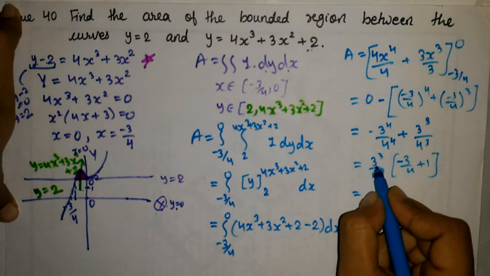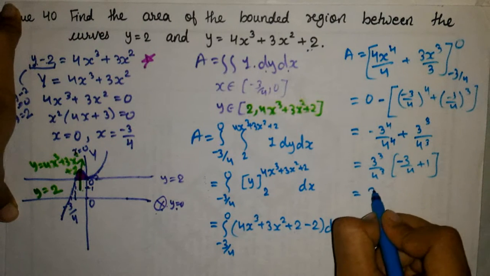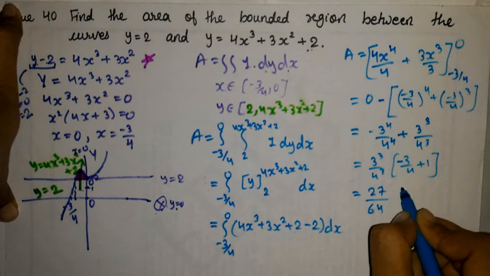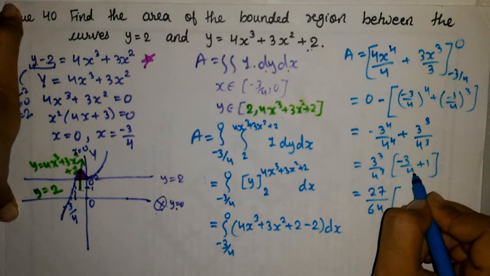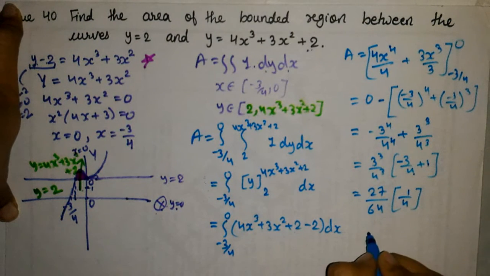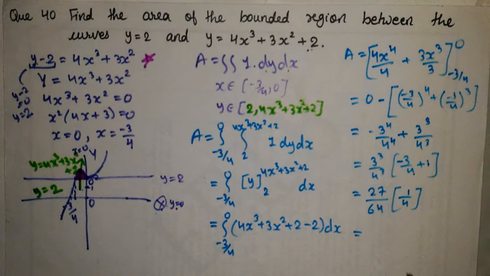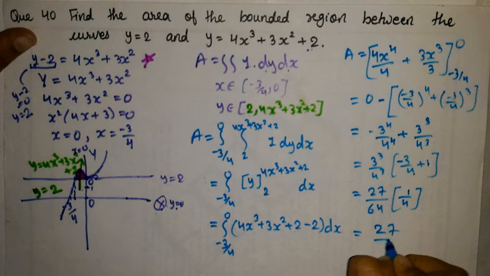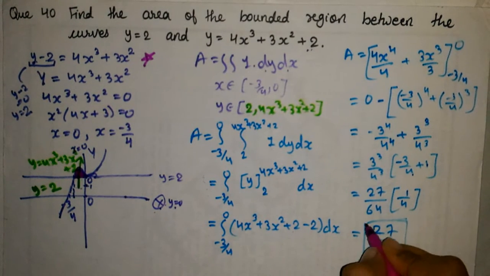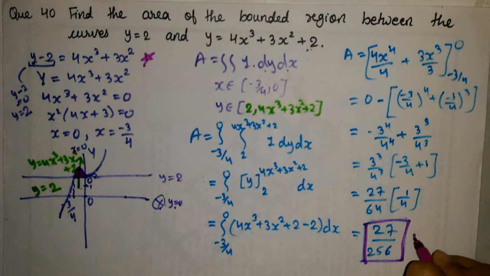So we know 3 cube is 3 into 3, 9; 9 3s are 27. 4 into 4, 16; 16 into 4, 64. And here, by taking LCM, we get minus 3 plus 4, it will be plus 1 by 4. So this is equal to 27 upon 4 into 4, 6, 1 will carry; 6 into 4, 24, and 1 carry was there, so 25. So 27 upon 256. This is our answer.